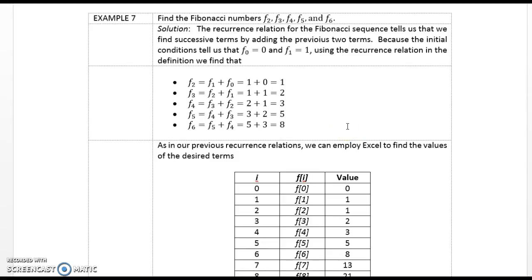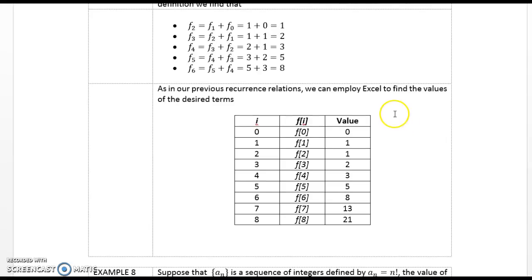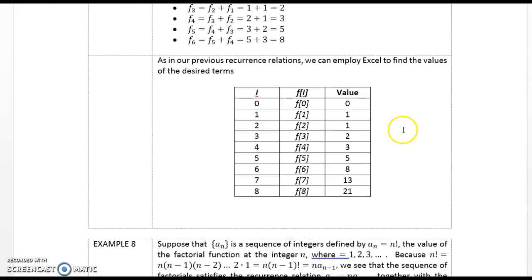Solution. The recurrence relation for the Fibonacci sequence tells us that we find successive terms by adding the previous two terms. Because the initial conditions tell us that F0 is equal to 0 and F1 is equal to 1, using the recurrence relation in the definition, we find that F2 is equal to 1, F3 is equal to 2, F4 is equal to 3, F5 is equal to 5, and F6 is equal to 8. As in our previous recurrence relations, we can employ Excel to find the values of the desired terms, as I have shown in this slide.